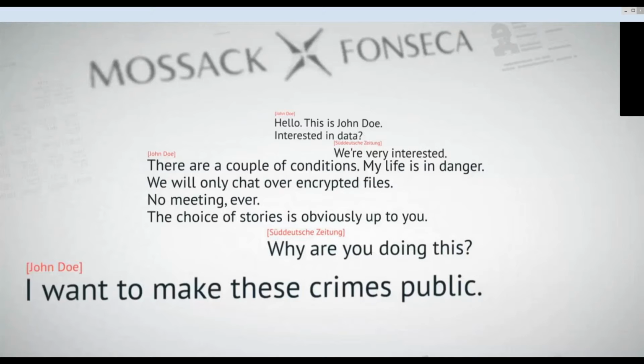He had access to data coming from a company called Mossack Fonseca, which registered offshore accounts for various persons around the world. So this person, this John Doe, had access to this data and wanted to share it with the journalists.